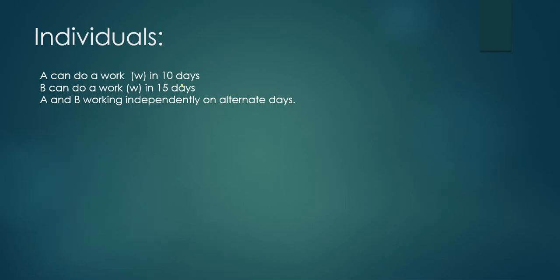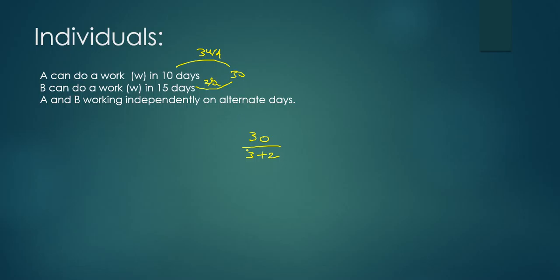A can do a work in 10 days, B can do a work in 15 days. A and B are working independently on alternate days. Simple. Assume the total work is 30. Per day A will do how many units? 3 units. Per day B will do how many units? 2 units. Simple. If A takes 10 days to complete 30 units, per day A will do 3 units. Similarly, B will do 2 units per day.